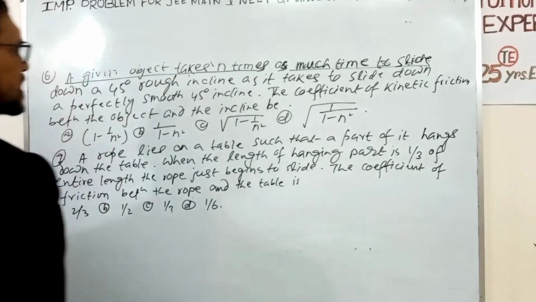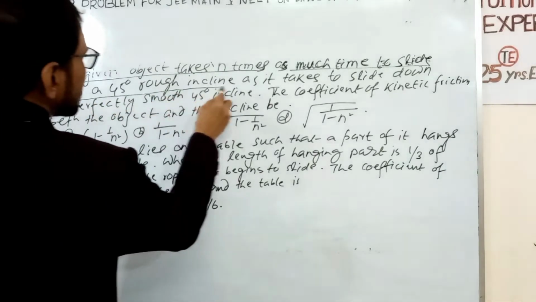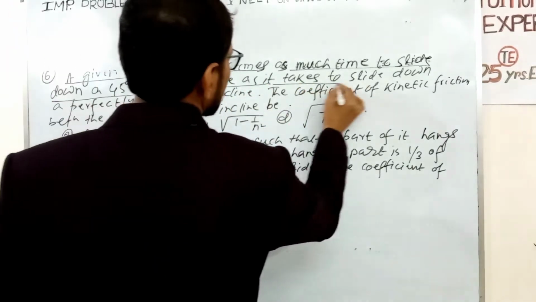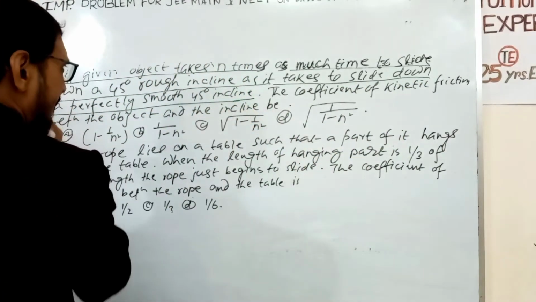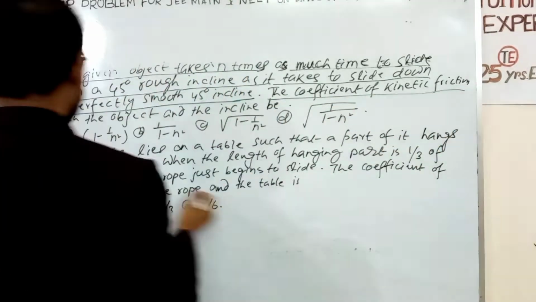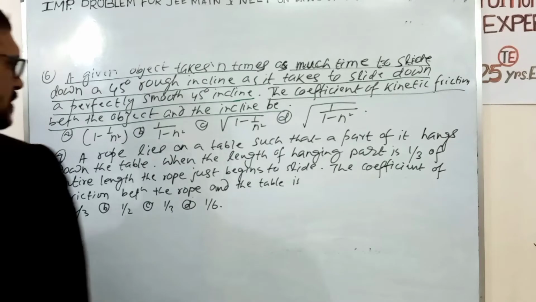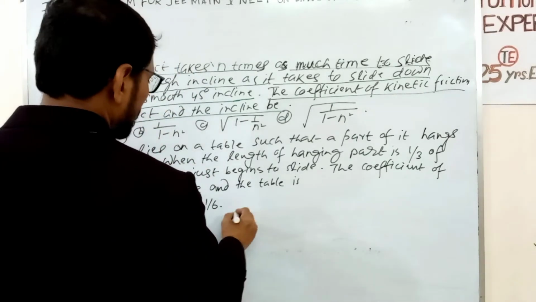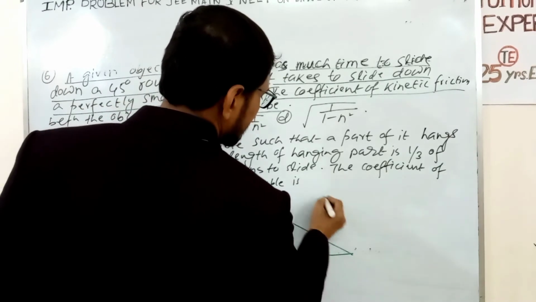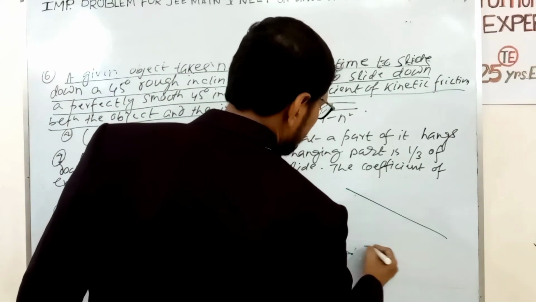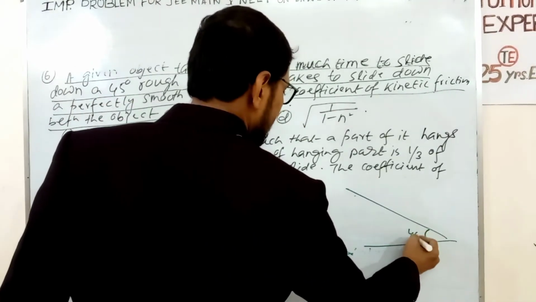A given object takes n times as much time to slide down a 45-degree rough incline as it takes to slide down a perfectly smooth 45-degree inclination. The coefficient of kinetic friction between the object and the incline will be what? That is, the question is: two planes. One is a smooth plane and another is a rough plane, both at 45-degree angle, same length.